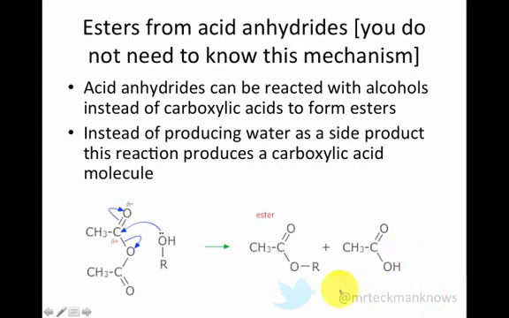Now, acid anhydrides are really good precursors for esters, because this ethanoic acid can go on to react with more of the alcohol to make more ester. So you get two for the price of one.